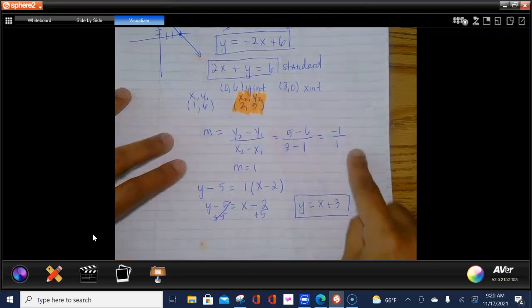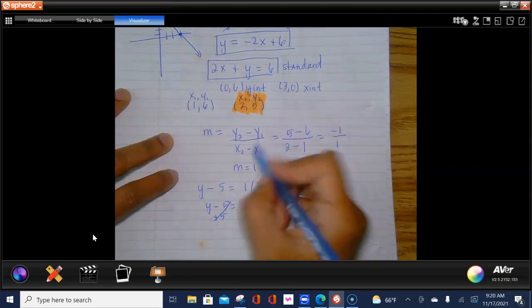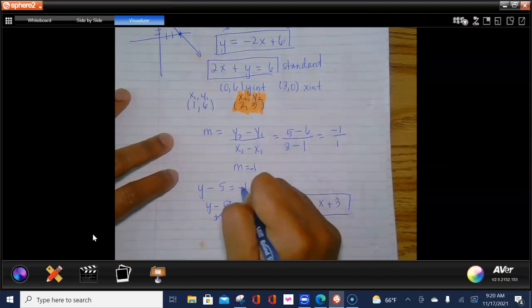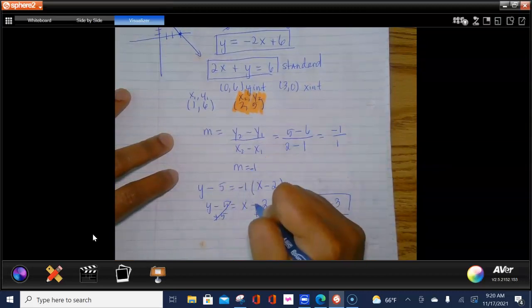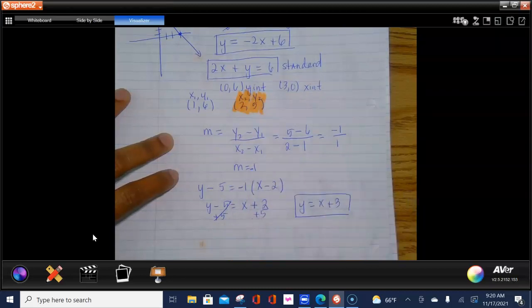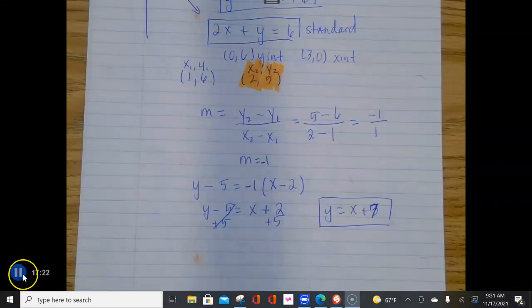I was given 2 points. I found my m. Oh, I messed up, guys. This was supposed to be a negative. That was supposed to be a negative, so therefore this would change to a positive. You see how little things matter? And this would be a 7. Ooh, I caught it. All right, I'm going to pause the video there. All right, so the answer to that problem was y equals x plus 7.